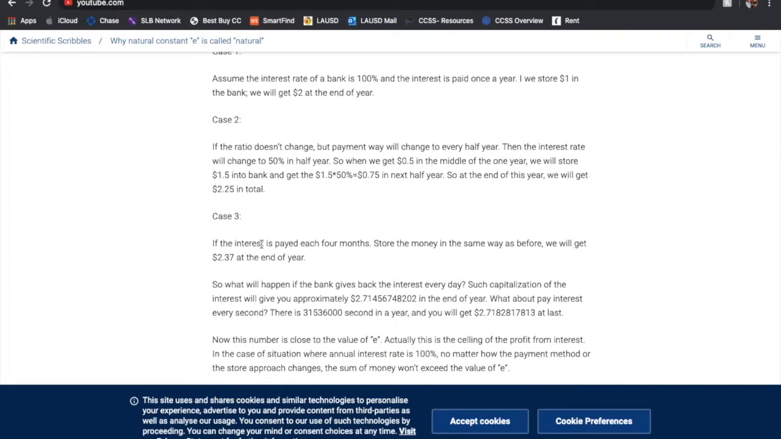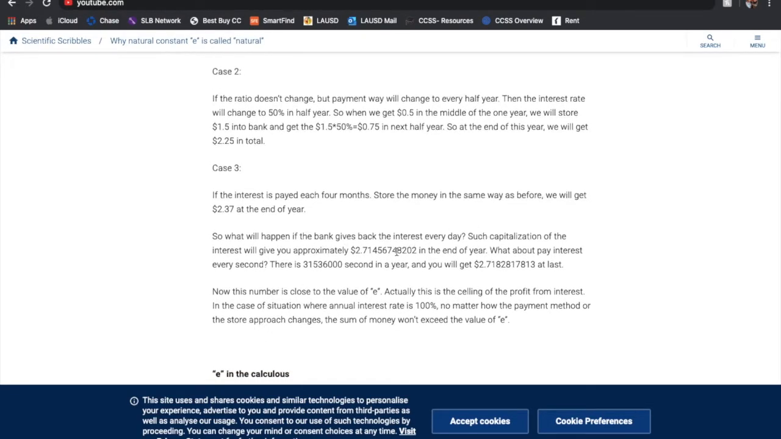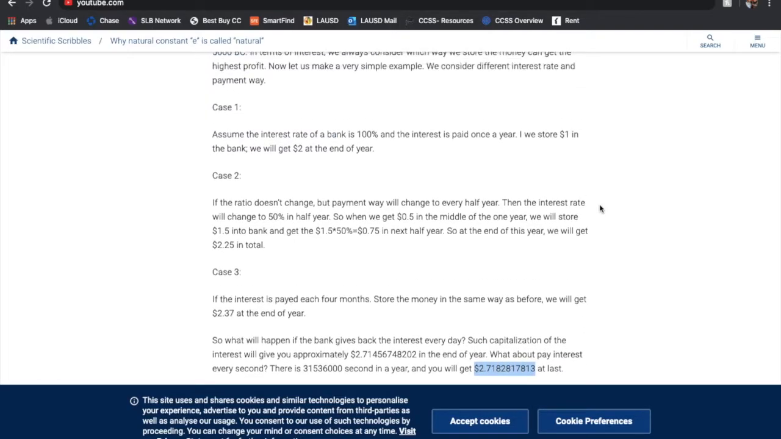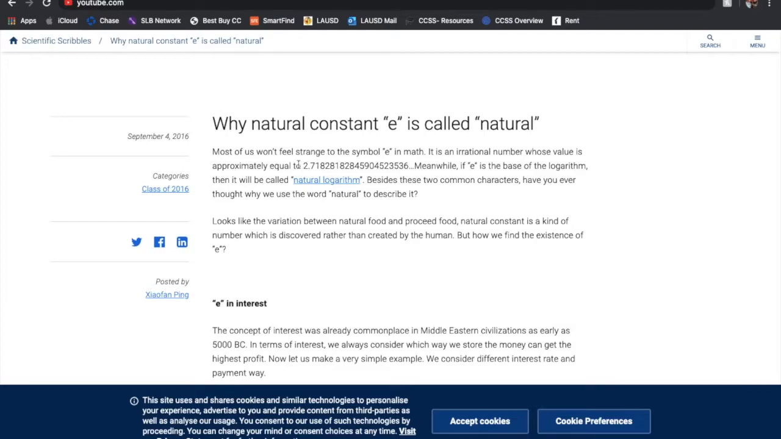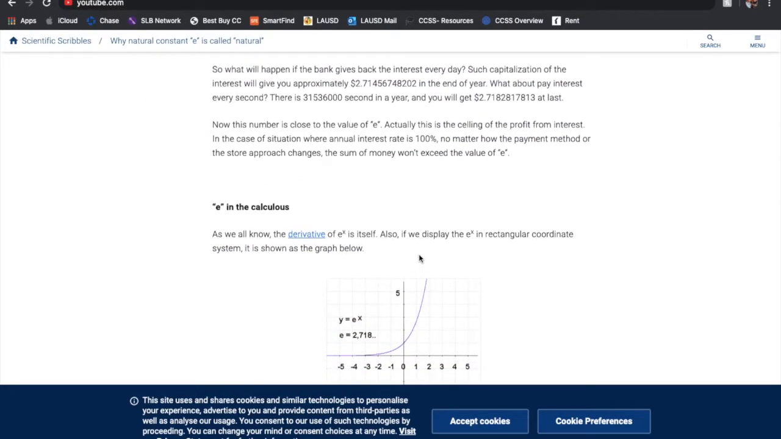Say you get compound interest every 4 months, so at the end of the year you're going to have 2.37. Say you get compounded every single day and you get this very beautiful number, right? And say you even want to get closer and do it every second. There are, and this is kind of interesting, this many seconds in a year, and you actually get really close to that number, which is e, right? So let's compare that number. We are actually very close. So this is how exponential growth works.